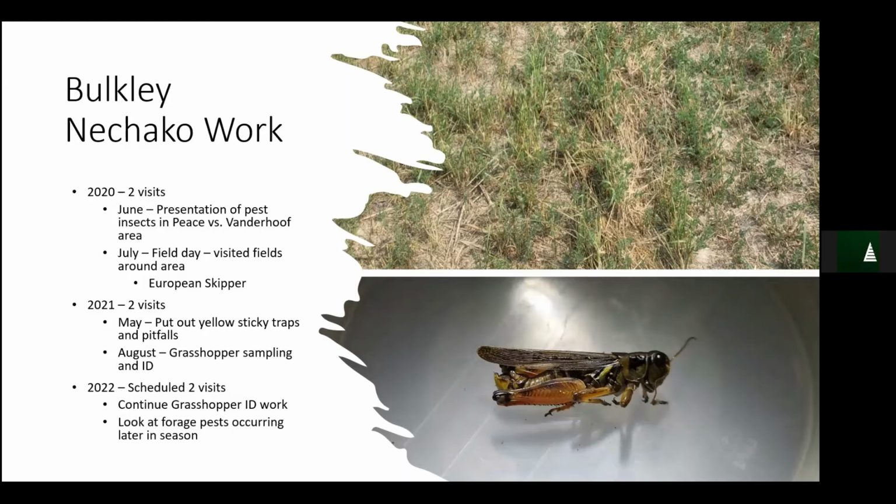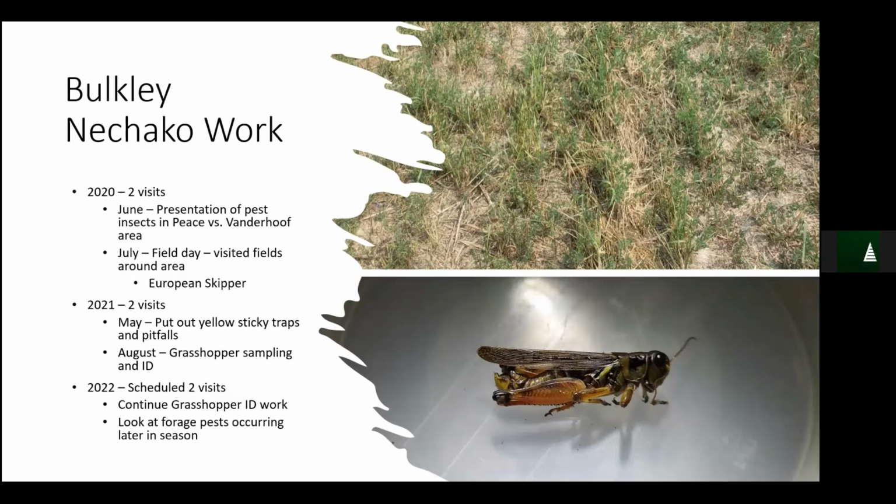And then in July, I came back and did a bit of a field day. We visited some fields around the area. The big takeaway from that one is that we identified that European skipper was in the region. There were some farmers that had some hay crop with some Timothy in it, and they were noticing that these orange butterflies were flying around. So we identified that that was European skipper in the area. It actually came out in the Peace region around that same time that people were starting to notice it as well. So it was a bit timely for me, which was nice.